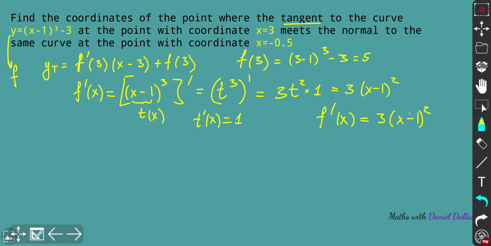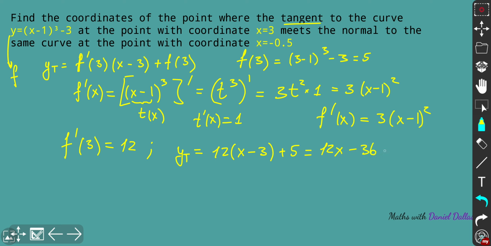On top of that, we need to put the argument x equals 3. So f prime of 3 is going to be 3 times (3 minus 1) squared. 2 squared is 4, so 3 times 4 is 12. We'll get 12. So the equation for the tangent line is going to be f prime of 3, which is 12, so 12 times (x minus 3) plus 5. That's what we're going to have.